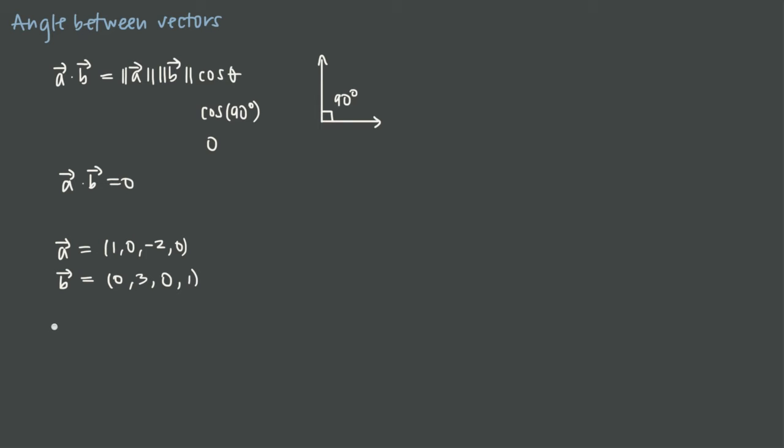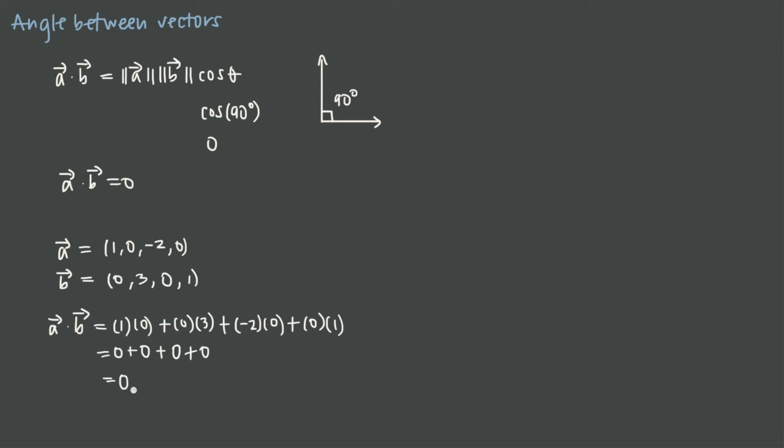Then we can see right away if we take their dot product, so the dot product of a and b looks like this. We're going to get 1 times 0 when we multiply the first two components together, plus 0 times 3, the product of the second components, plus -2 times 0, which is the third components, plus 0 times 1. And of course we'll get 0 plus 0 plus 0 plus 0, and the result there is 0.